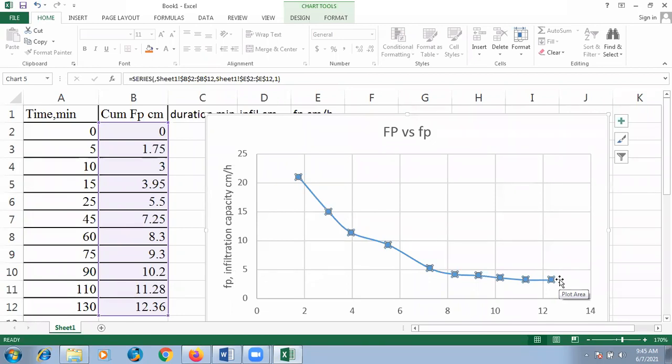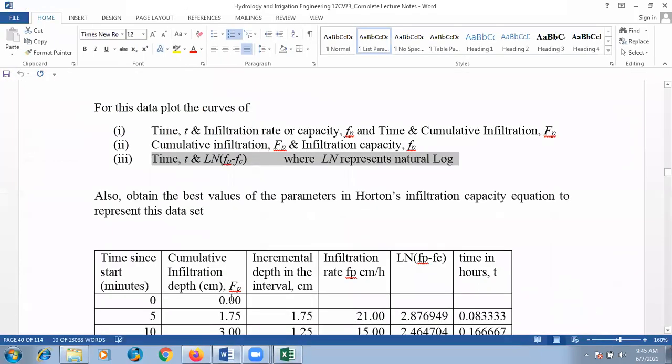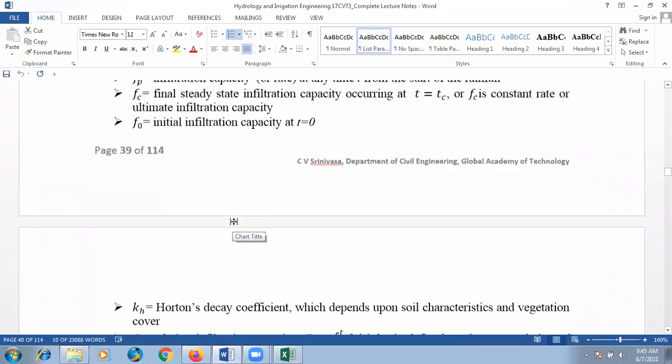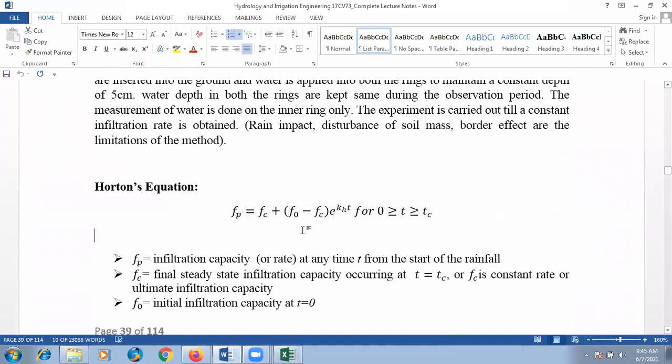A similar attempt can also happen for this case of Horton's equation. If you look into the original Horton's equation and take log on both sides, log fp, log of fc, log of f naught minus fc, then it represents e to the power kht. If you take log, then it represents an equation for a straight line.